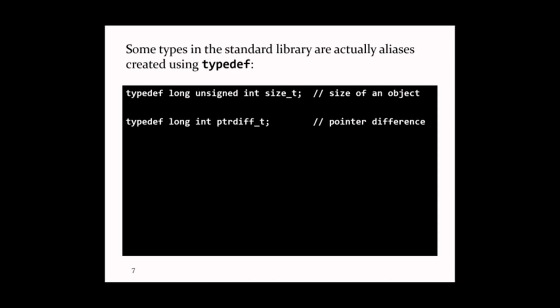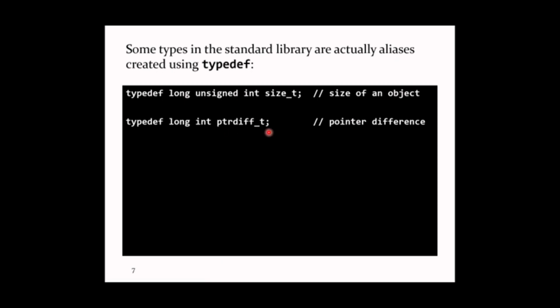It's unsigned because it corresponds to a size. Its actual type on my machine, anyway, is long unsigned int. So there's our type. Now, instead of writing long unsigned int everywhere, we can just write size_t. But size_t, again, is not a new type. It's just a new name for an existing type.